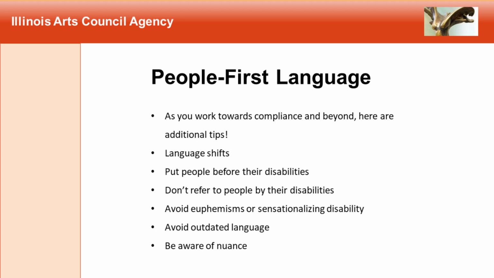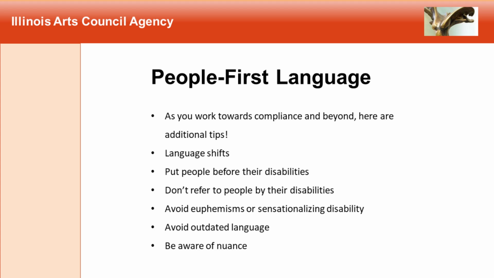And positive ways to say those words instead would be: handicapped bathroom would be the accessible bathroom. Crippled could be someone with a physical disability, and wheelchair bound would be wheelchair user. So this is just stating very matter-of-factly what the disability is and making it less about sensationalizing or using old school ways of talking about people.